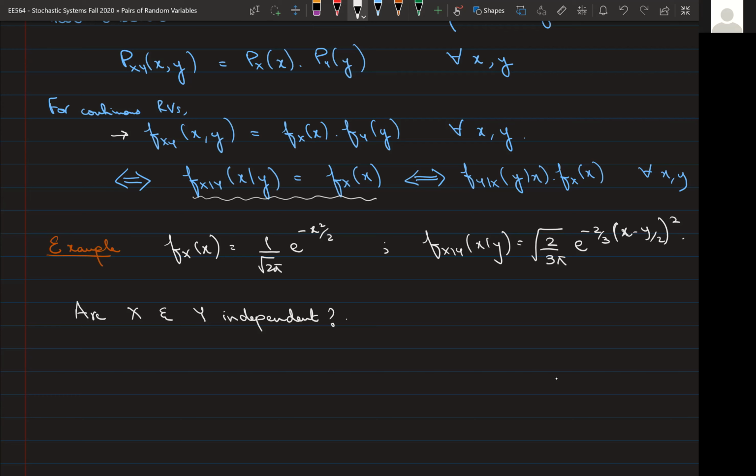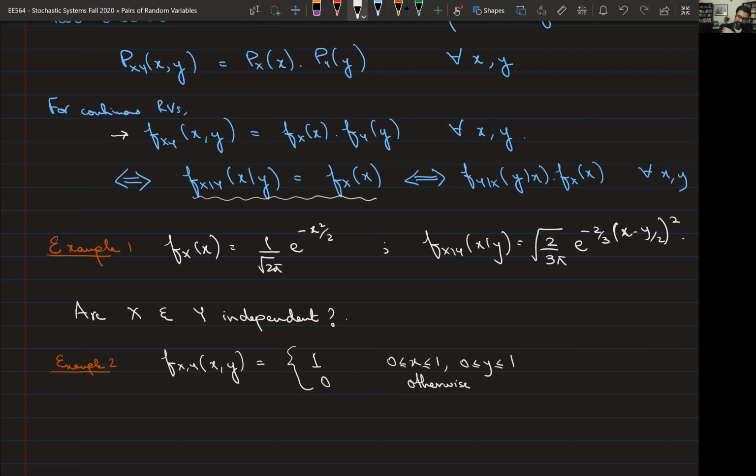Okay? Acha. Let me ask you another question. Example 2. So f_XY(x, y), you're now given the joint PDF, which is equal to 1 for all values of 0 to 1, and 0 otherwise. So are x and y independent here?